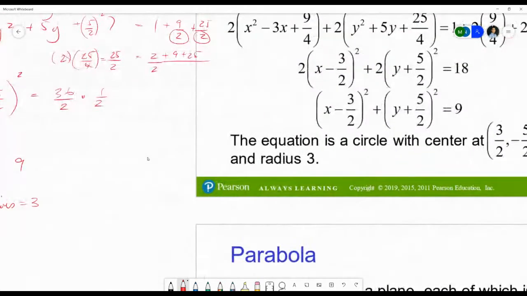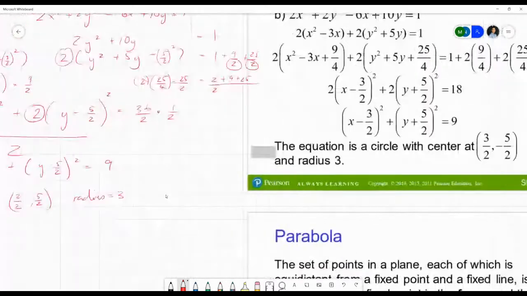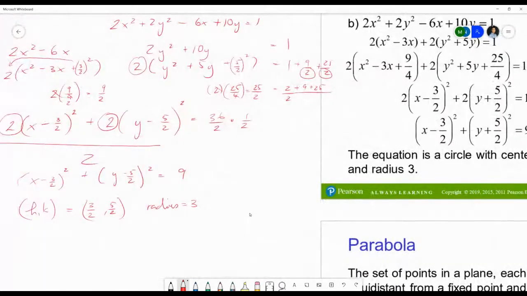And you can see, Professor, I don't understand how you got the y minus 5/2 over 2. I got y plus 5/2 over 2. Oh, yes, you're correct. This is positive here. Oh, okay, cool. Yeah, so that becomes negative.